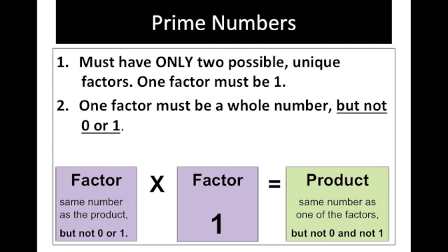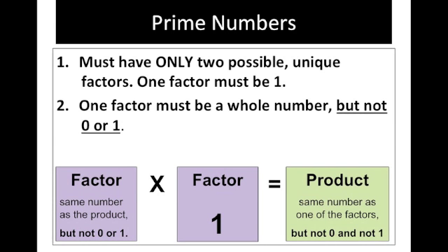So, what is a prime number? A prime number is one that can only have two possible unique factors, and one of those factors must be 1. I can't stress the word unique enough, and we'll talk about that in a minute when we get to the special cases. So, one factor must be a whole number, but not 0 or 1.